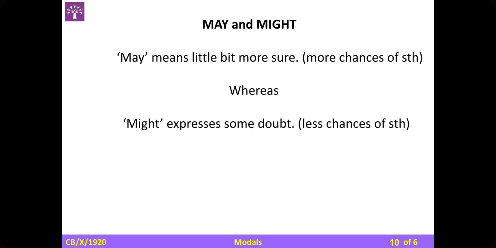May and might. Here, may means a little bit more sure. More chances are there of something, whereas might expresses some doubt. There are fewer chances. So if I say it may rain today, and if I change the modal and say it might rain today, there are fewer chances of rain today when I use might.